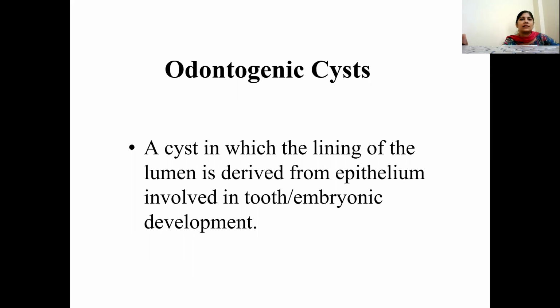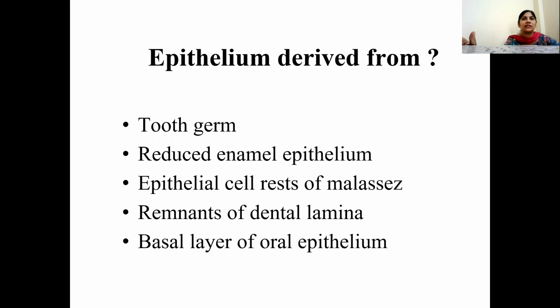What are odontogenic cysts? A cyst in which the lining of the lumen is derived from epithelium involved in tooth or embryonic development. The epithelium can be derived from the tooth germ, reduced enamel epithelium, epithelial cell rests of Malassez, remnants of dental lamina, or basal layer of oral epithelium.